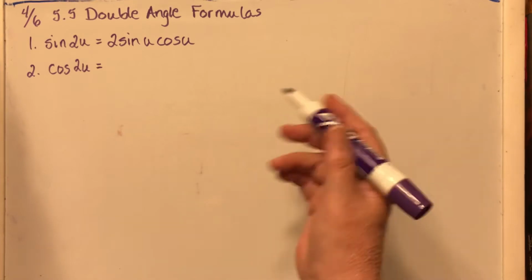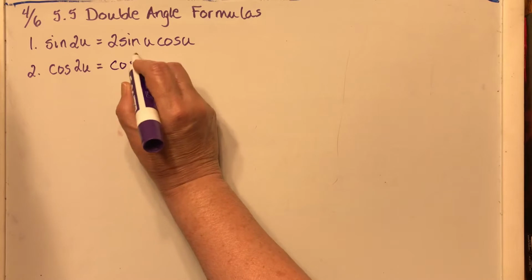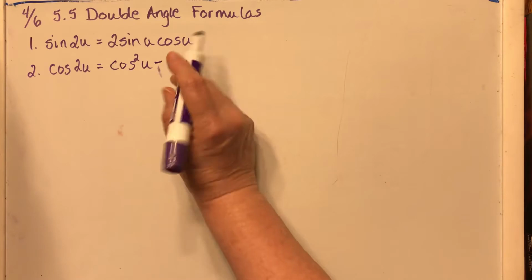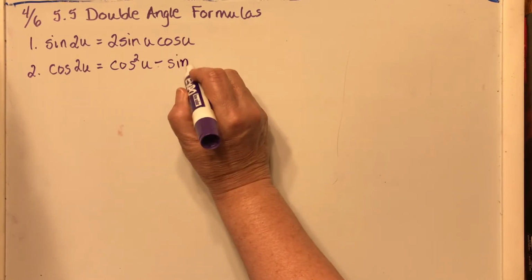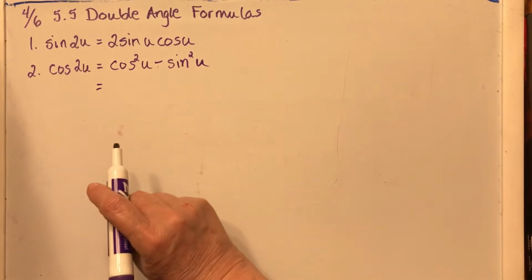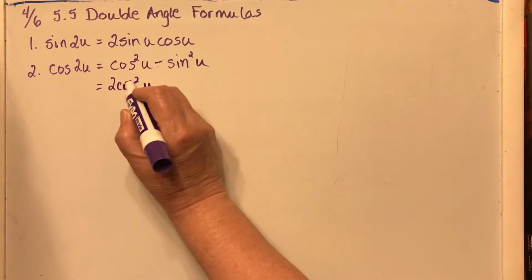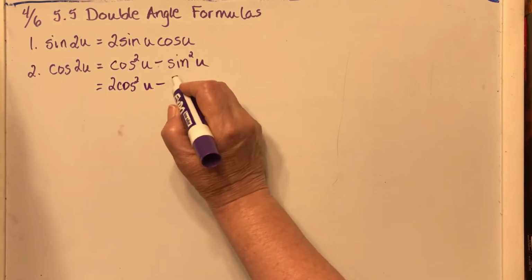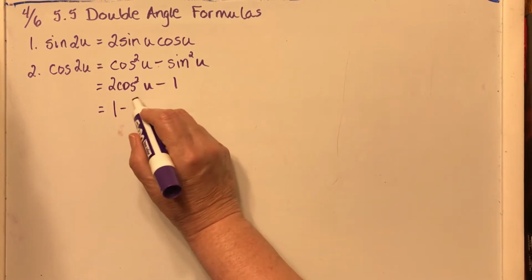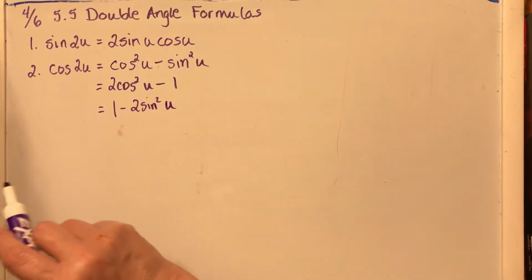The first one is the one that I use the most, and it is the cosine of 2 times some angle is cosine squared of u minus sine squared of u. Another cosine of 2u, you could also write equals 2 times the cosine squared of u minus 1. And one other formula is 1 minus 2 sine squared u. So all three of these equal the cosine of 2u.